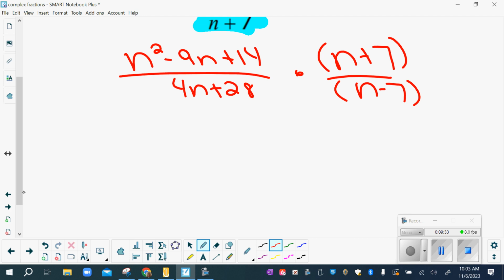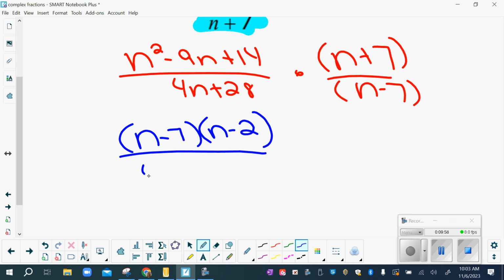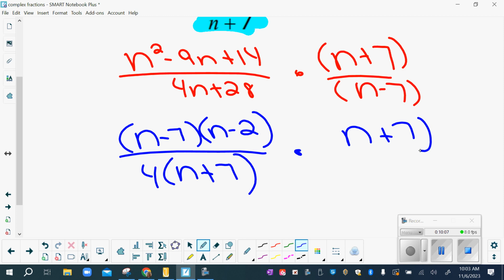Yes, it is. And why can't I do that? Well, it's just married. Love the canceling here. I work really hard to find this stuff. n minus 2, n minus 7 over 4, n plus 7. Don't cancel those n's right there. Anything on the top can cancel with anything on the bottom as long as they are either single guys or married couples.